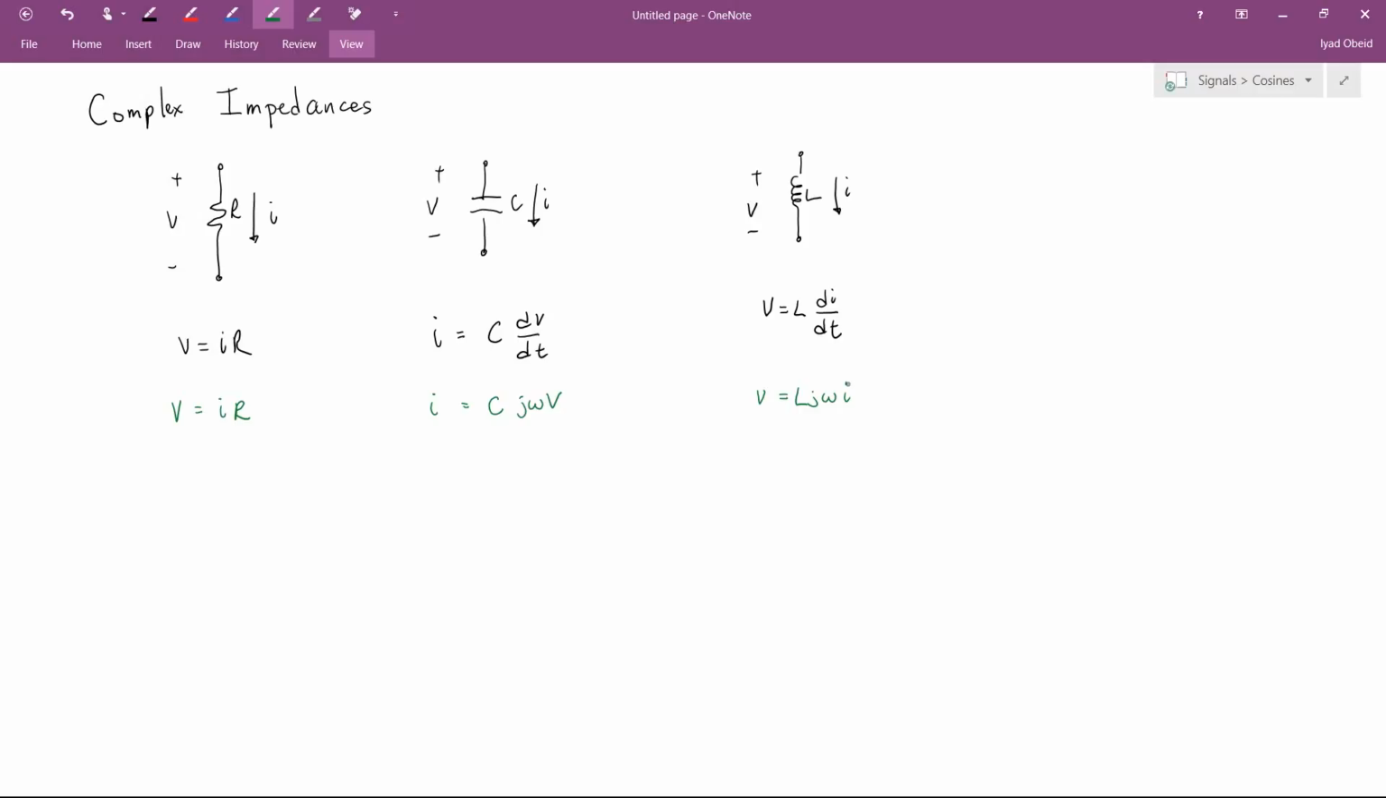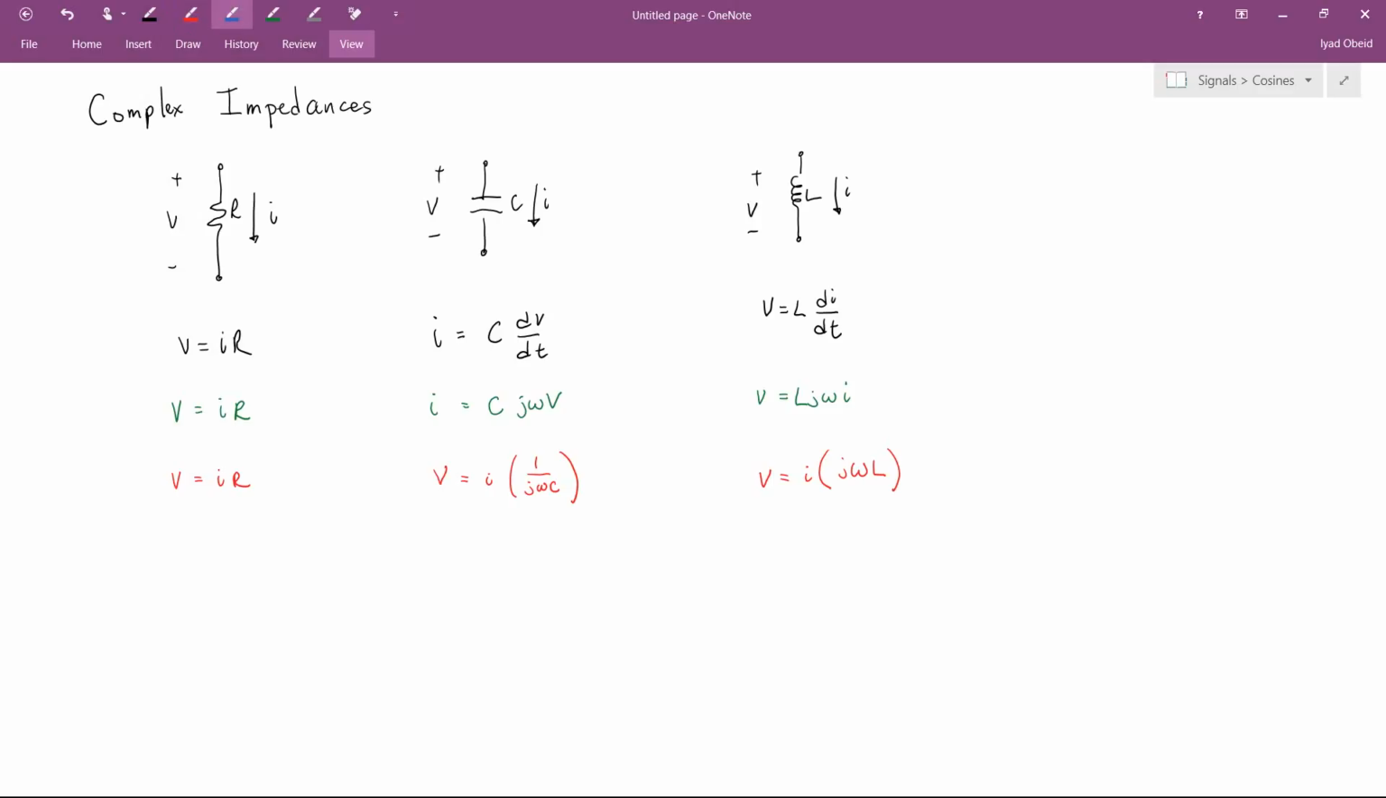And then finally, I'm going to rewrite these just a little bit. The resistance one won't change. It's still going to be V equals IR. For the capacitor, it's going to be V equals I times 1 over j omega C. And in the case of the inductor, it's going to be V equals I times j omega L.